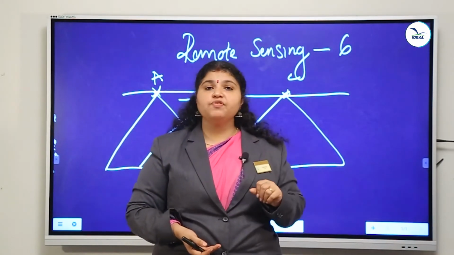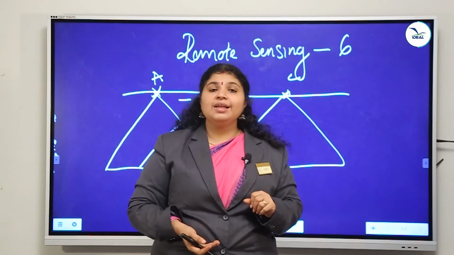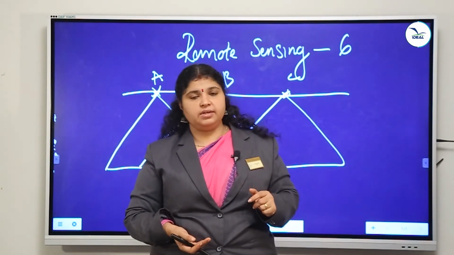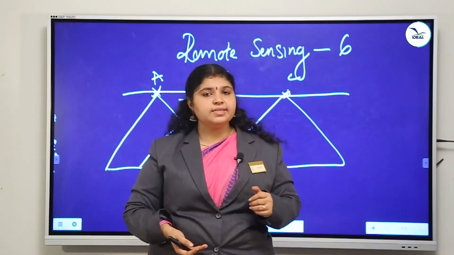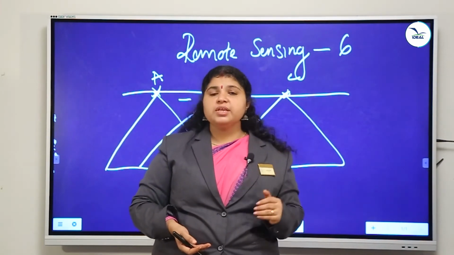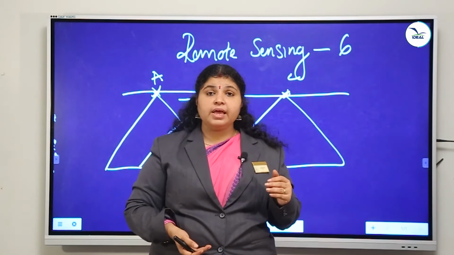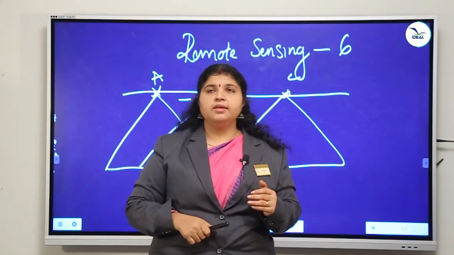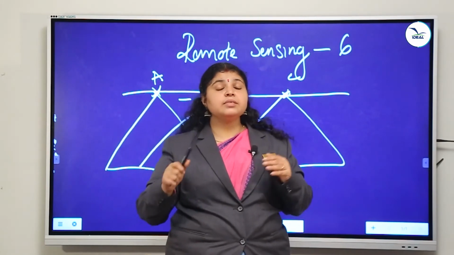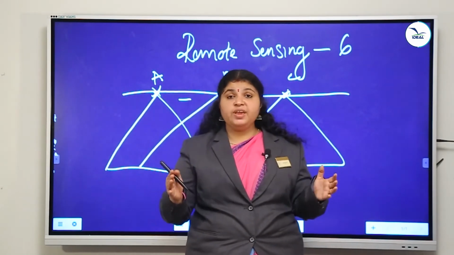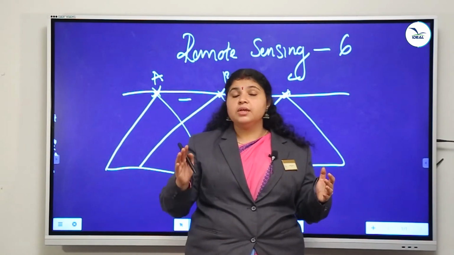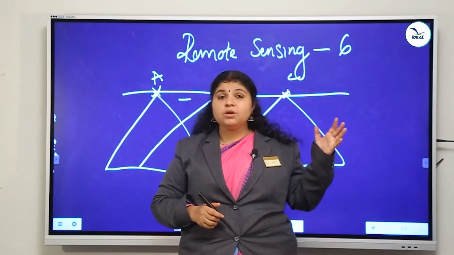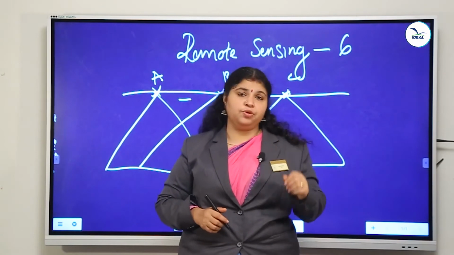Two types of satellites are used: sun-synchronous and geostationary satellites. First, geostationary satellites. These satellites rotate along with the Earth, at an elevation of 36,000 kilometers above the Earth. So one third of the Earth is under its purview.